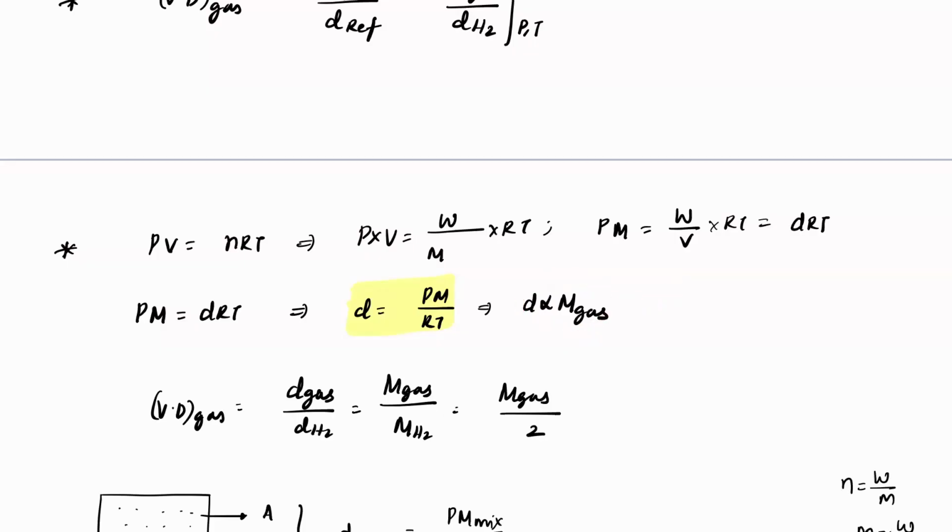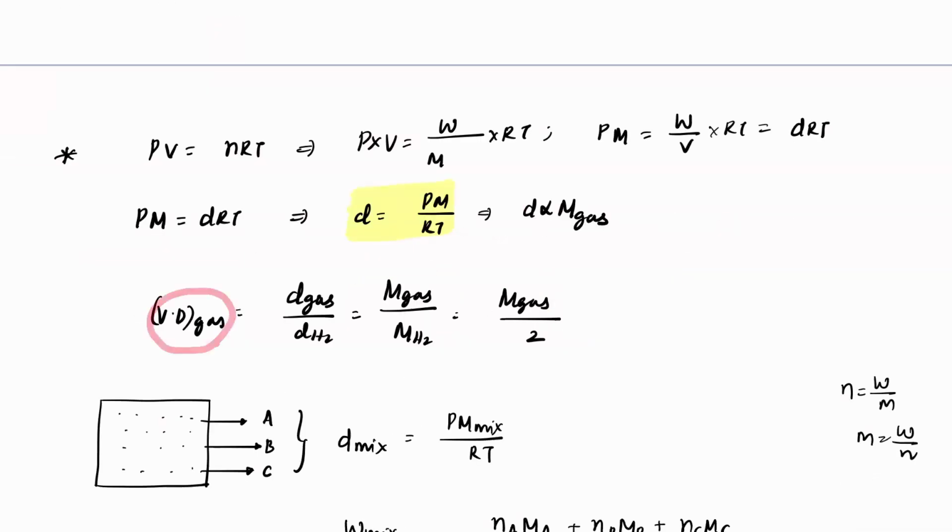So if I calculate the vapor density of a gas with respect to hydrogen, it should be the density of the gas by the density of hydrogen, which means the molar mass of the gas by the molar mass of hydrogen, because the pressure and temperature terms are anyway the same. The molar mass of hydrogen gas is 2. Hence, the vapor density of any gas can be written as molar mass by 2. So keep that in mind. The vapor density of a gas is simply molar mass by 2.